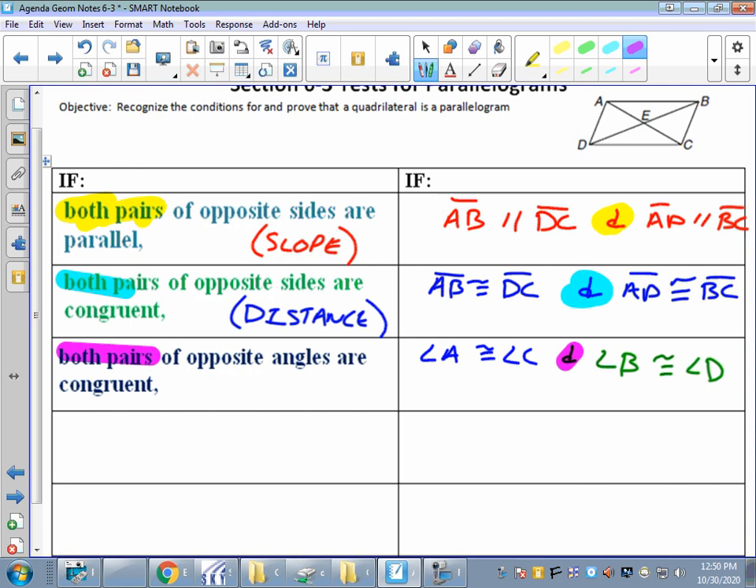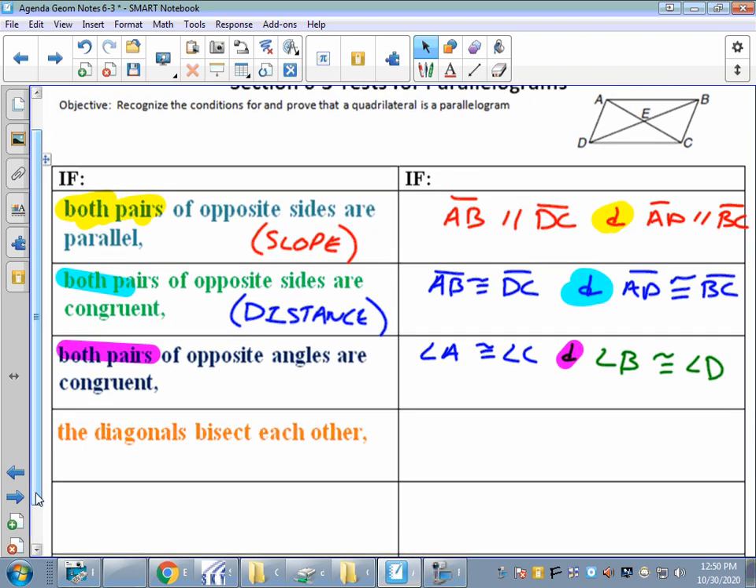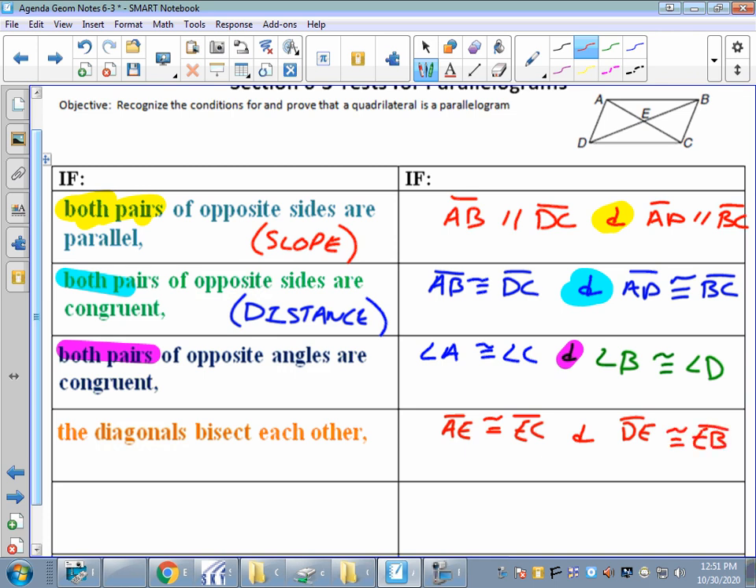The next condition, the diagonals bisect each other. So we'd have to be able to prove that each little piece of the diagonals would be congruent to one another. We'd have to be able to prove in our diagram that segment AE is congruent to EC, and we'd have to prove that DE is congruent with EB. And how would we know? Both segments would have to bisect each other, so we need both of them. We would know that by checking for the midpoint. They intersect, so they should have the same midpoint.